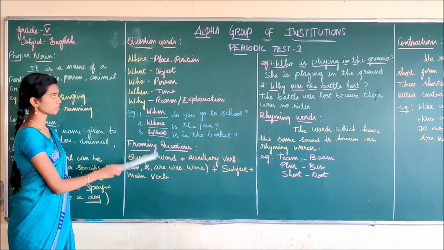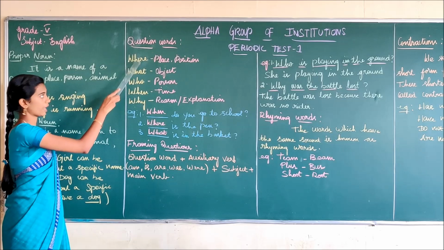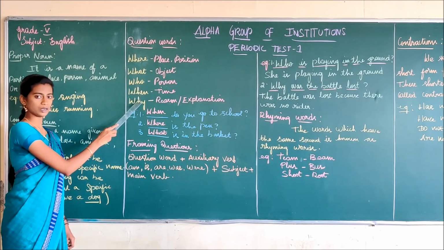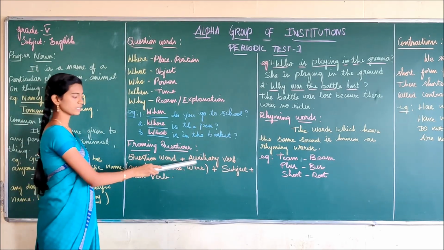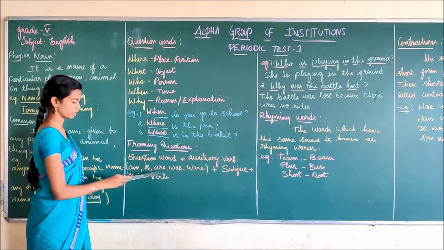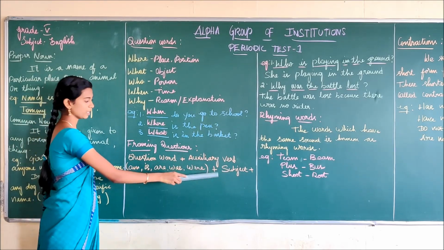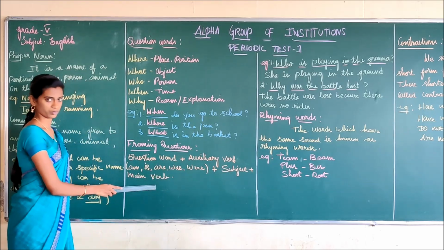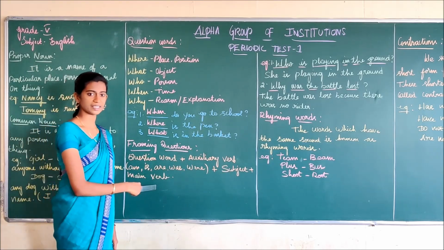Question word. What is a question word? These are all the question words: where, what, who, when, and why. Question word plus auxiliary verb, am, is, are, was, were, plus subject plus main verb. Shall we see the example?